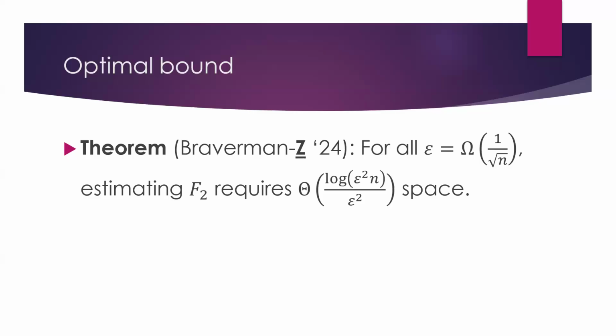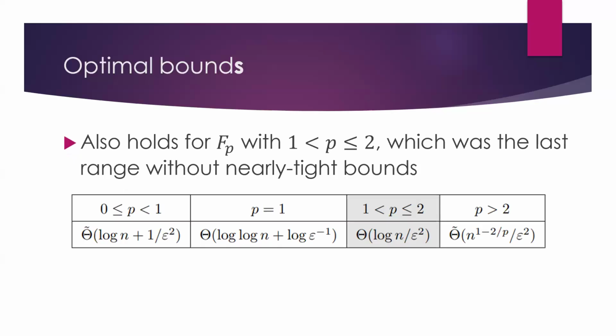Okay, good. And I will just mention very briefly that if you care about non-integer moments, then actually this lower bound also extends to the range between 1 and 2, which was the only range in which we didn't have tight or nearly tight bounds before. So now we have tight or nearly tight space bounds for moment estimation for any k.